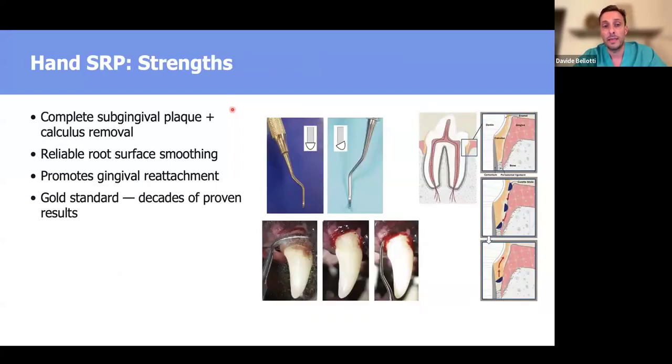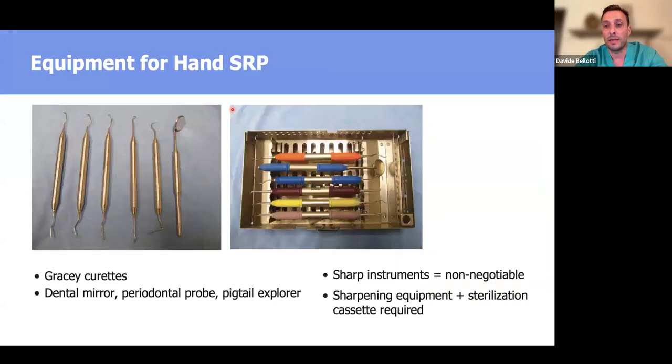So hand closed root planing is a complete subgingival plaque and calculus removal. How do we do it? We use a hand instrument that needs to be very sharp, and with it we try to smooth as much as possible the root surface. This promotes gingival reattachment, and it's been, as I said, the gold standard for decades. So we need the right equipment: Gracey curette, dental mirror, periodontal probe, and pigtail explorer. We need very sharp instruments.